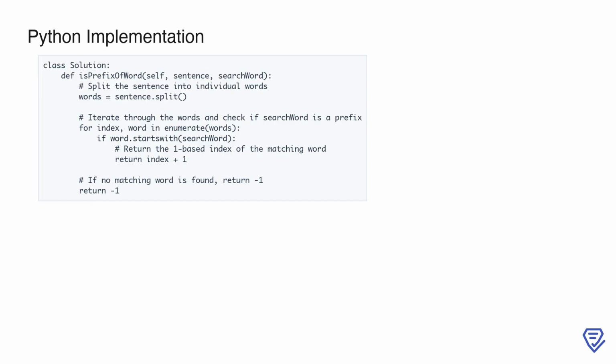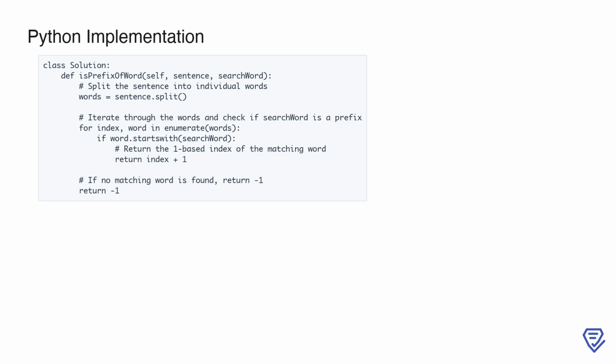The index starts from 0, but since the problem requires a 1-based index, we add 1 to the index when returning the result. Inside the loop, we use the startswith method to check if the current word begins with the search word. If it does, we immediately return the 1-based index of the word. If the loop completes without finding a match, it means no word in the sentence has the search word as a prefix, so we return -1.